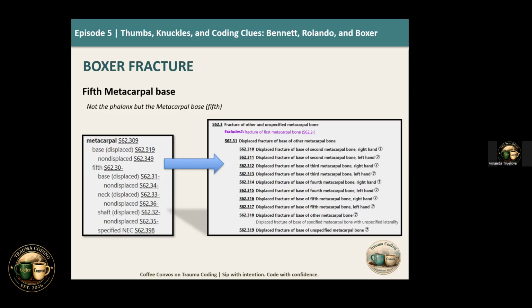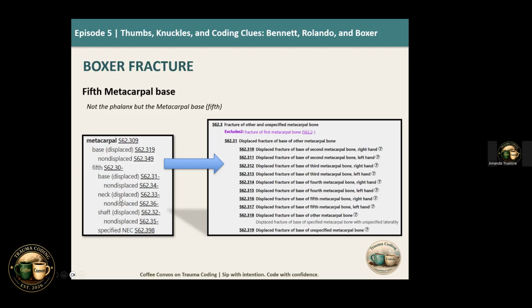So as always, you're going to code to the highest level of specificity available in the tabular list descriptions per your conventions and guidelines. And that includes your laterality, whether it's open or closed, and whether or not you have displacement, in addition to any additional injuries. So for that fifth metacarpal, you note it's not the phalanx, but it's the metacarpal. So you want to make sure that you are looking at that. You've got your base listed on this screen. Look also for the neck.